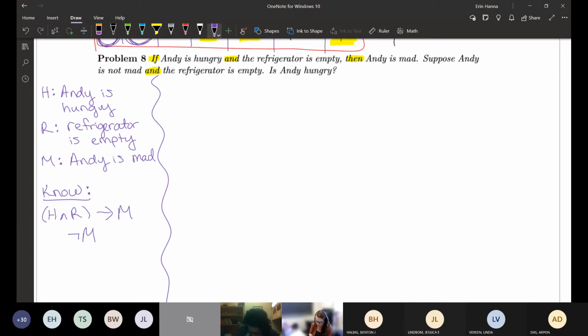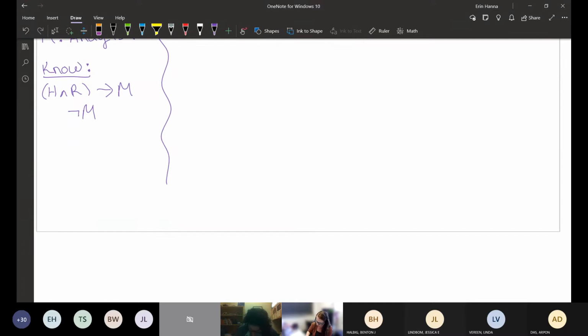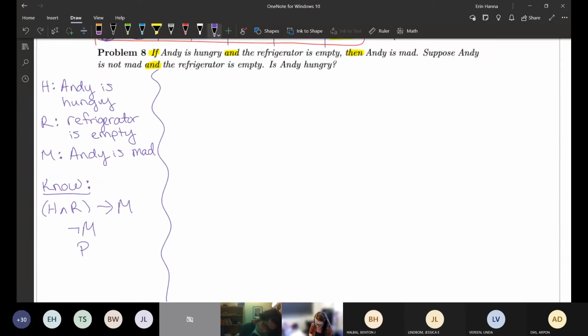And then the refrigerator is empty would give me R. Technically, if you wanted to, you could have made this not M and R, but that's just going to make you have to do one more column on the truth table. So I just choose to separate them. Again, if it's in an if then, you can't separate it, but if it's outside of an if then you can just write them down separately. With these things that we know, we're going to assume they are true.